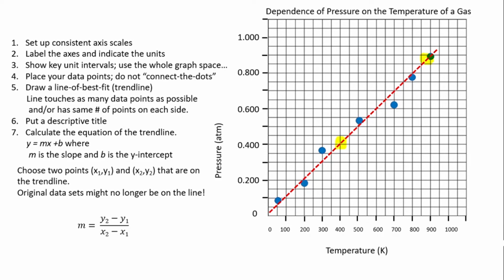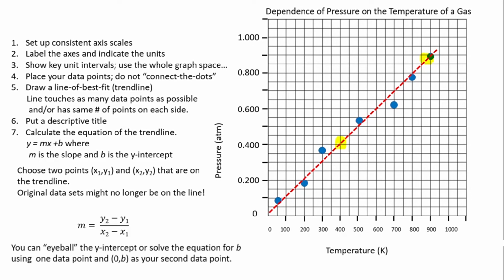And to find the value of b, sometimes it's easy to simply eyeball it. But if not, what you can do is you can take one of these points. You could use, in this case, the same one that you used before. Let's say, for example, that point that you had in there for the previous calculation. And your other data point would be 0, b, where b is an unknown. And you simply put the numbers into the equation, and you can use it to calculate the value of b.